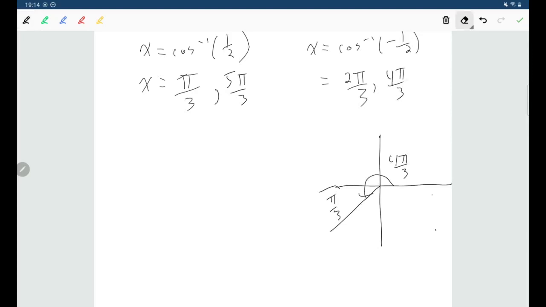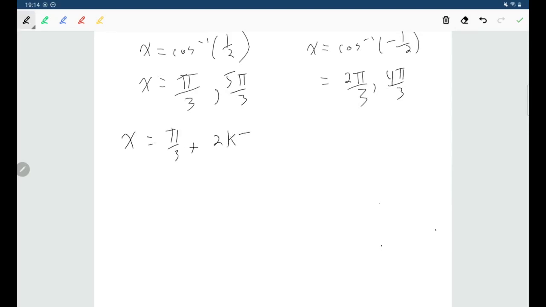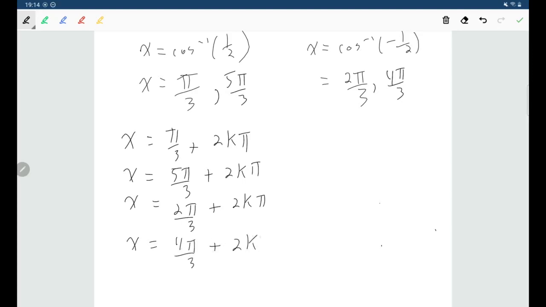So we found that there's 4 solutions to this equation just within that one full cycle between 0 and 2 pi. And so that means that if you're looking for all solutions, we have pi over 3 plus any multiple of 2 pi. We have 5 pi over 3 plus any multiple of 2 pi. We have 2 pi over 3 plus any multiple of pi. And we have 4 pi over 3 plus any multiple of 2 pi. And for all of these, k is any integer.